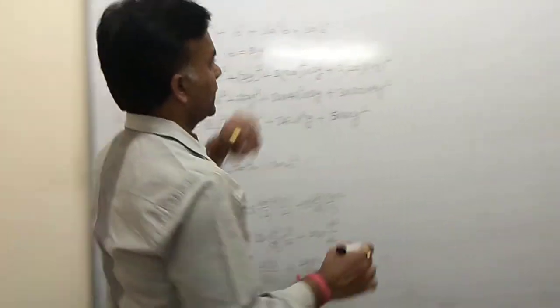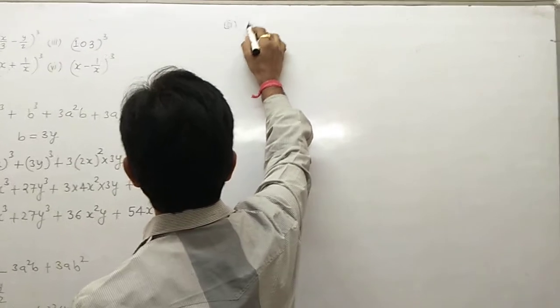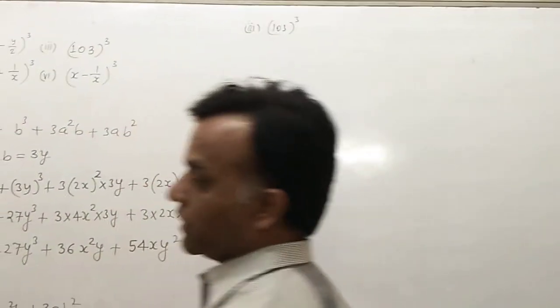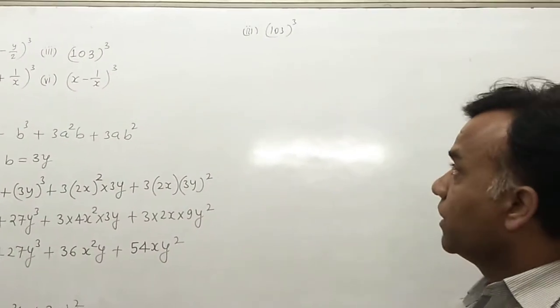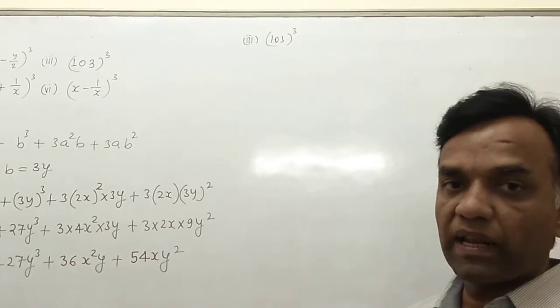Similarly, now the third question we have in numeric form, like (103) whole cube. So 103, this is a single term given but a whole cube is given. You can multiply 103 by 103 by 103, but that is very lengthy.